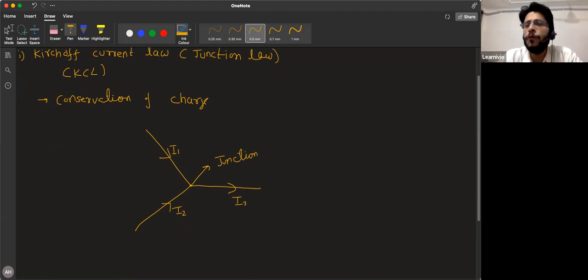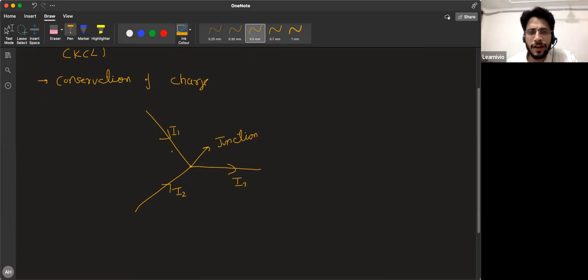So the Kirchhoff current law or Kirchhoff junction law says that current entering the junction is exactly equal to the current leaving the junction. Entering current is equal to leaving current. There is no loss of current across the junction. Current is basically charge. Charge remains conserved. So current entering the junction is equal to current leaving the junction.